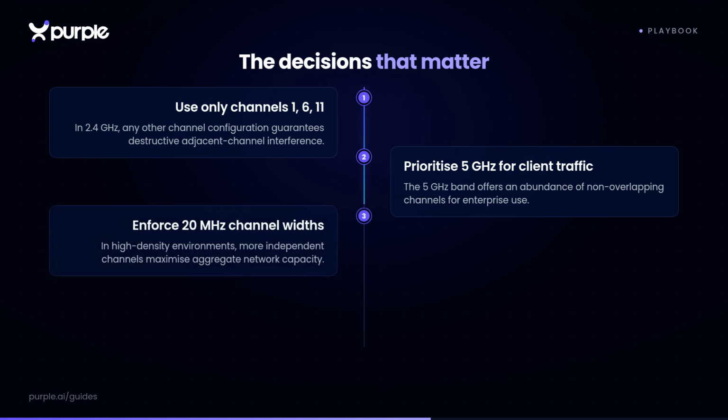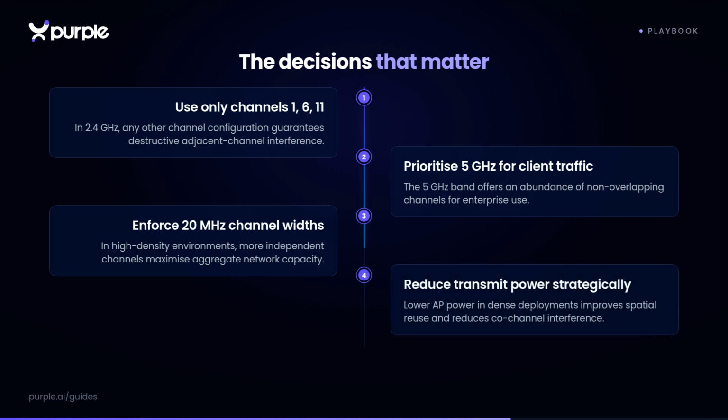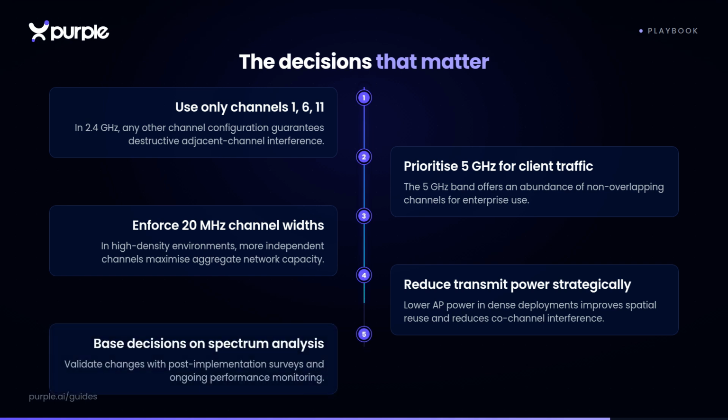Third, in high-density environments, enforce 20 MHz channel widths to maximize the number of independent channels and aggregate capacity. Fourth, reduce access point transmit power in dense deployments to improve spatial reuse and reduce co-channel interference. Fifth, always base channel planning decisions on empirical spectrum analysis data and validate changes with post-implementation surveys.